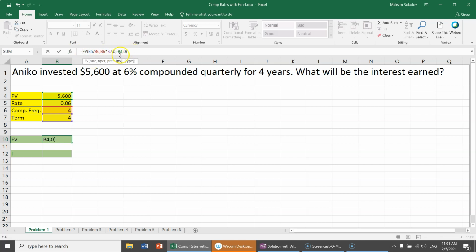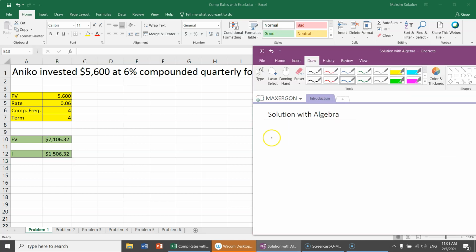In order to display future value as a positive value, either we should put negative sign in front of future value, or we should make the present value negative, like so. So let's choose this option. We'll make that present value negative, meaning that the present value is the amount outgoing. So the future value will be the amount incoming and will be displayed as a positive number. Interest is the difference between future value and present value. So future value minus present value. The answer is therefore $1,506.32.